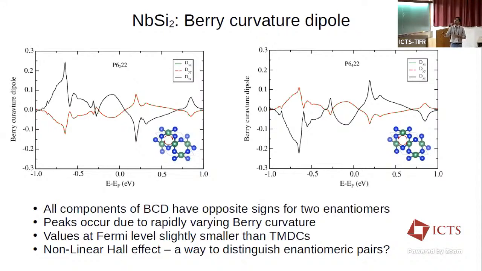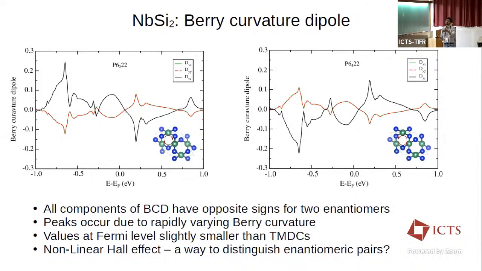Here I show you the BCD as a function of the Fermi level. There are three components here; dxx and dyy overlap, so you see only two curves. This is for one of the enantiomorphs, this is for the other one. Let's focus on the red curve, which is one of the components. You see it goes something like this. For the other enantiomorph, it's exactly opposite. All the components, it turns out, have opposite signs for the two enantiomorphs.